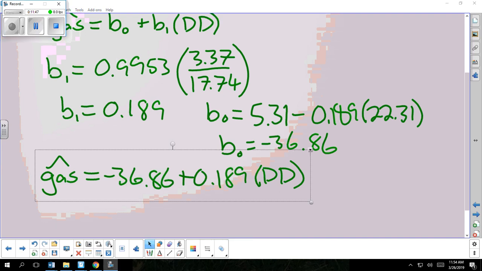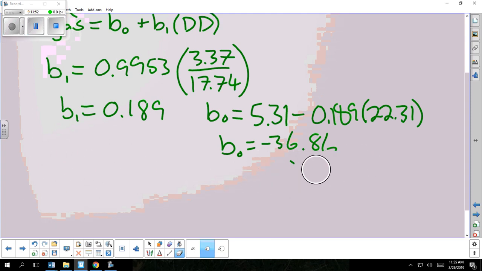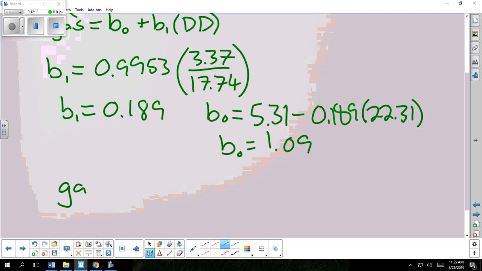Correction. I accidentally typed in my calculator 1.89 instead of 0.189. Let's go ahead and fix this. So 5.31 minus 0.189 times 22.31, and I get 1.09. And therefore the equation of my regression line is our predicted gas usage equals 1.09 plus 0.189 times the reading.